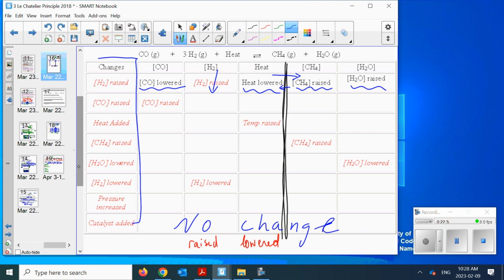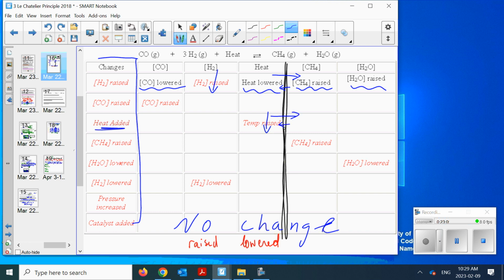Sure, heat added. When heat is added, and I put in this column, temperature raised. Well, you think right away, if something's increased, what's the opposite of increased? How do you bring this back down? So my logic is to get rid of extra heat energy, temperature. Which way does the reaction shift to get rid of that? It's on the left side, so it must get rid of it. More to the right than to the left.